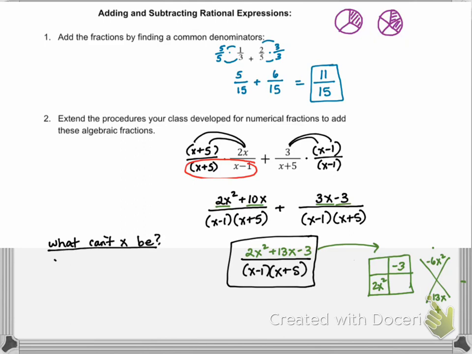One last piece we have to do is what can't x be? So I'm looking at the 2 things in my denominator. I don't want them to equal 0. So x minus 1 shouldn't equal 0, and x plus 5 also shouldn't equal 0. You're going to solve both of those, and that leaves me with x can't equal 1 and x can't equal negative 5. Okay, so this is my answer with these conditions. All right, let's try that again.